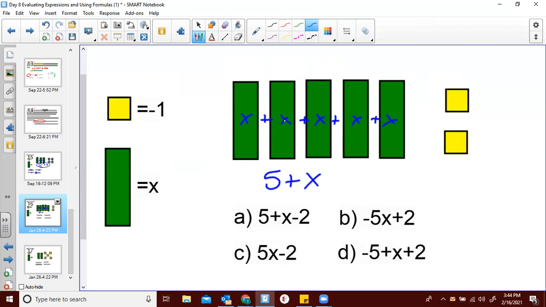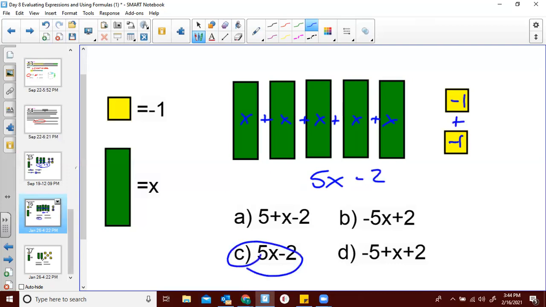And when we have a group of them together, they're combined by the operation of multiplication. This is the same thing as 5 times X. All right, so this is going to be 5X. Over here with our numbers, we just have a -1. Well, remember, we're adding them. And a -1 plus a -1 is just going to give us a -2. So C is our answer.